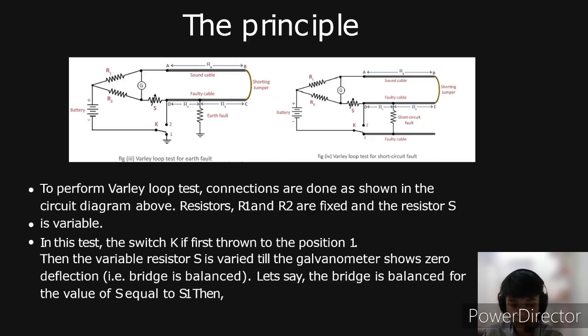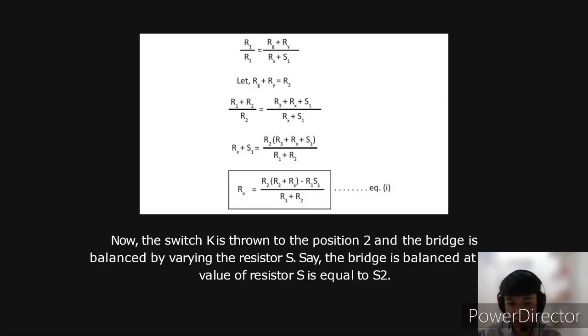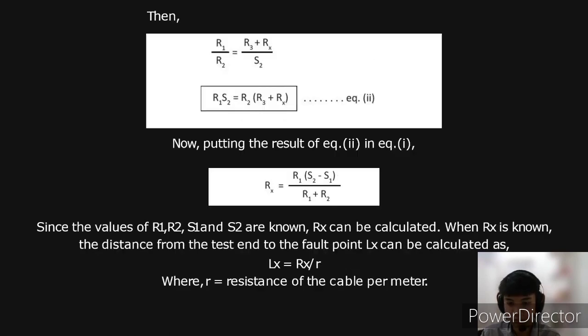In this test, the switch K is first thrown to position 1, then the variable resistor is varied until the galvanometer shows zero deflection. Let's say the bridge is balanced for the value of S equal to S1. Then the switch K is thrown to position 2 and the bridge is balanced by varying the resistor S. Say the bridge is balanced when the value of the resistor S is equal to S2.